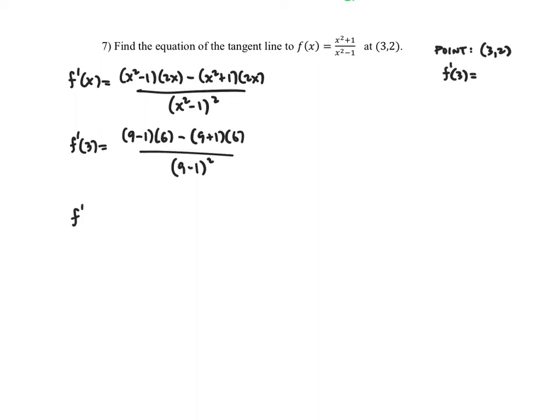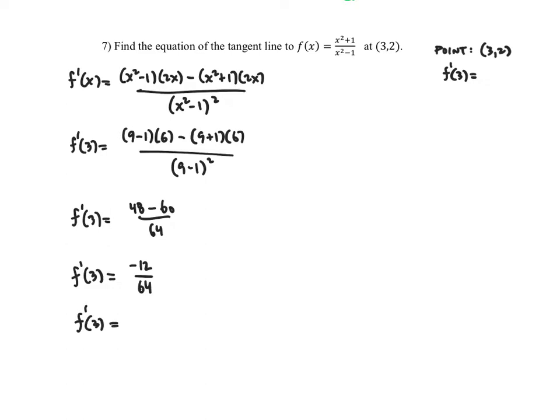So let's clean this up a little bit. That'll be 8 times 6, which is 48, minus 10 times 6, which is 60, over 8 squared, which is 64. So the slope of f of x, of the tangent line at x equals 3, is going to be negative 12/64ths. I think we can probably clean that up a little bit and simplify.